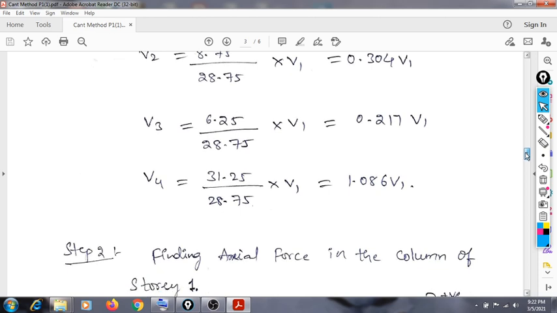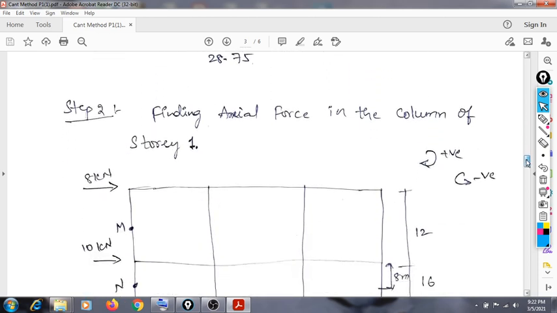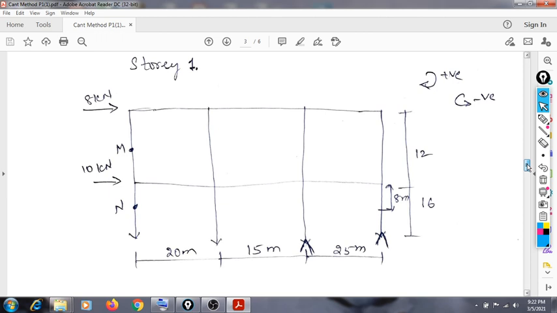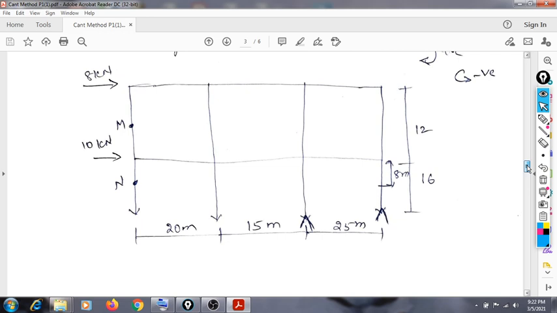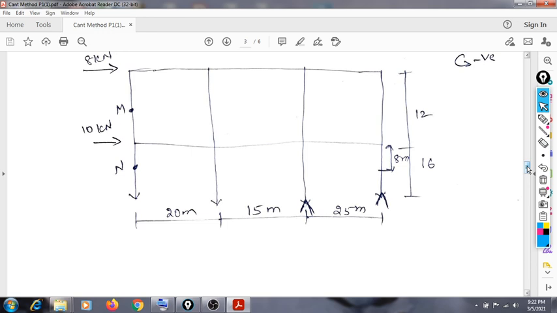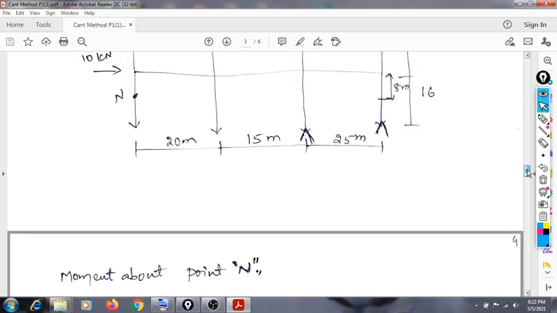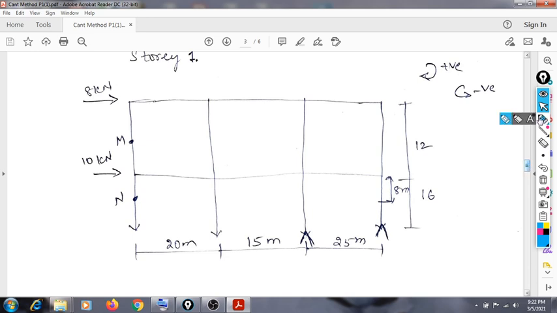Next step we have, step 2, is finding axial force in the column of story 1. We have two stories, 8 kilonewton is on the top story and 10 kilonewton is in the middle of the bottom story and top story. So when we look, two forces must be downwards and two forces must be upwards, as we have drawn here. This has to be taken care.